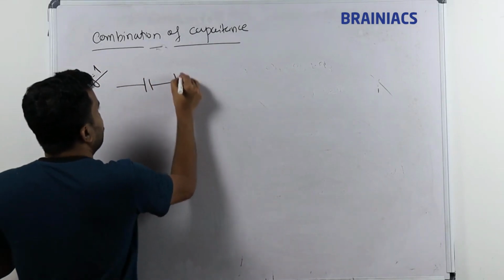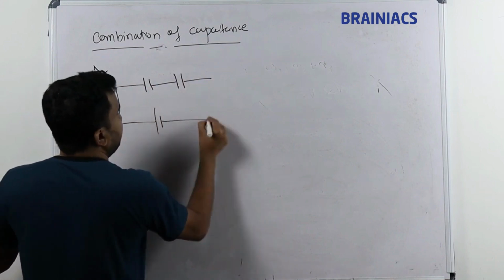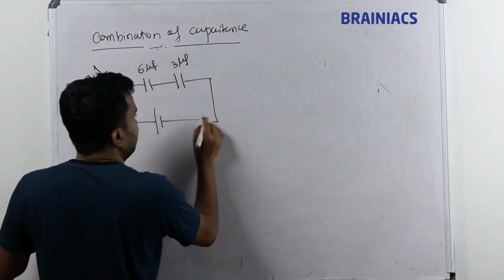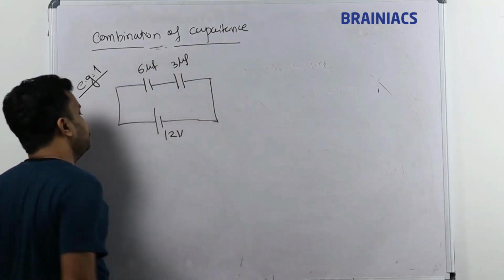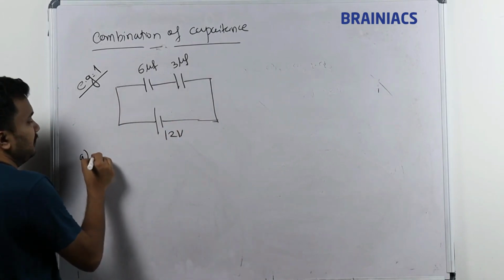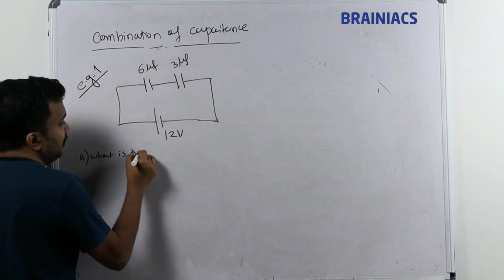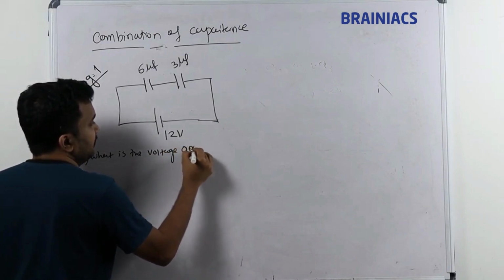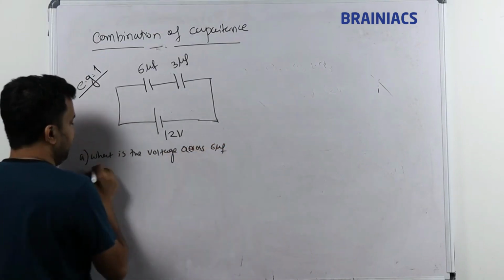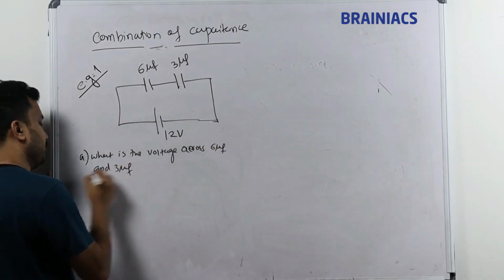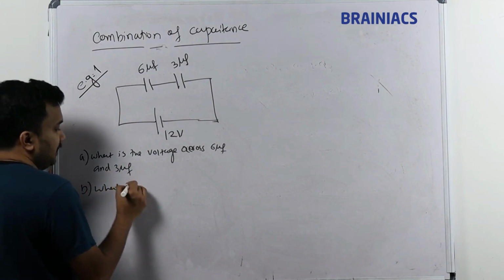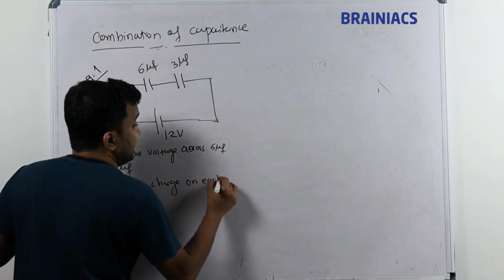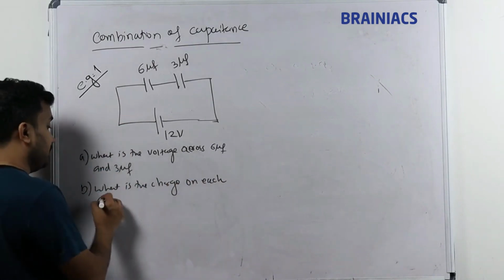See, let me draw a diagram. So I have two capacitances connected to a voltage. This is 6 microfarad, this is 3 microfarad. These are connected in series and I have given 12 volts. Now I'm asking you a couple of questions. You can write the questions along with me. What is the voltage across the 6 microfarad and 3 microfarad capacitors? This is one question. Second question, what is the charge on each capacitor?